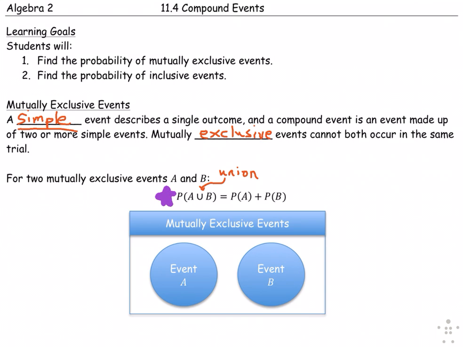And we realize that the U without the tail to the right is the symbol for union, and it is simply going to be the probability of event A occurring plus the probability of event B occurring. Let's take a look at an example.